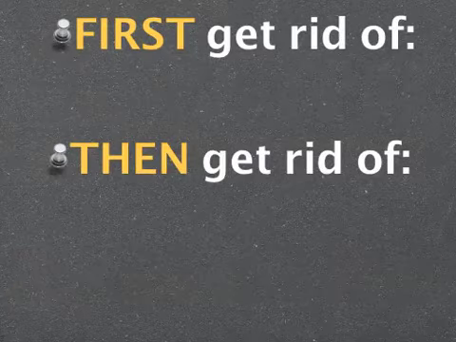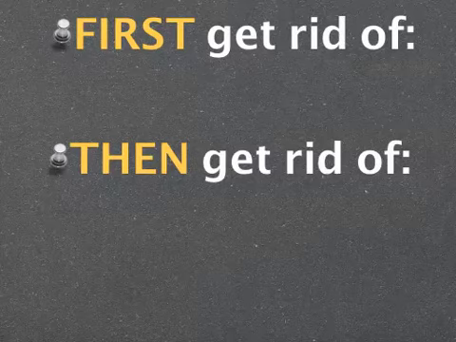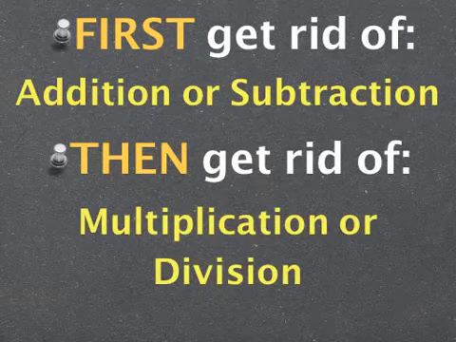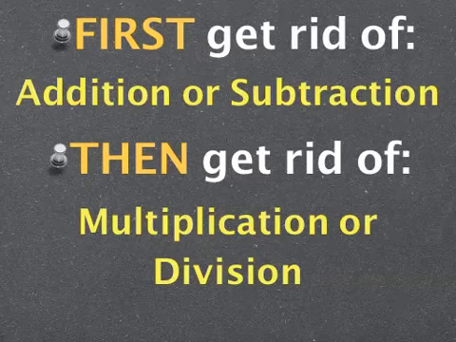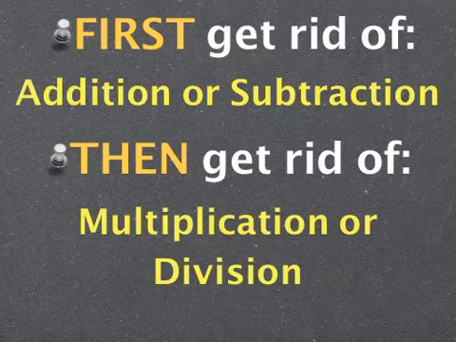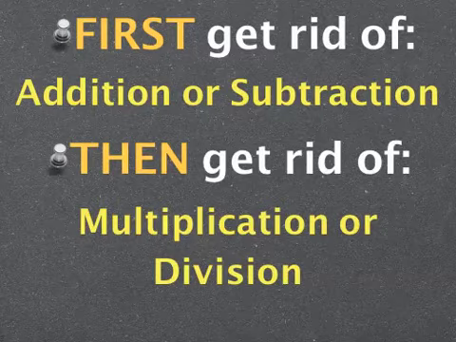The very first thing we get rid of when we're solving two-step inequalities is addition or subtraction that is on the same side of the inequality as your variable. Then you're going to get rid of multiplication or division that is on the same side as your variable. So first look for addition or subtraction on the side with your variable, then look for multiplication or division on the side with your variable. You're going to use the inverse operations of each of those to get the variable isolated or by itself.